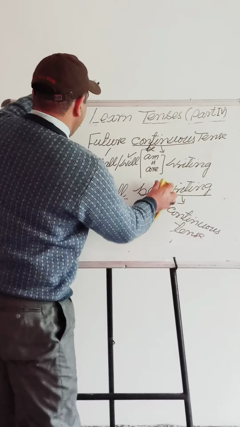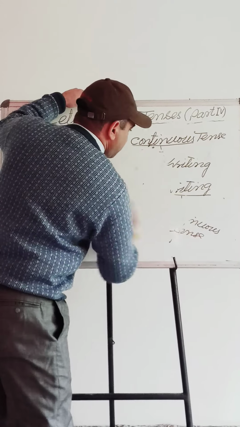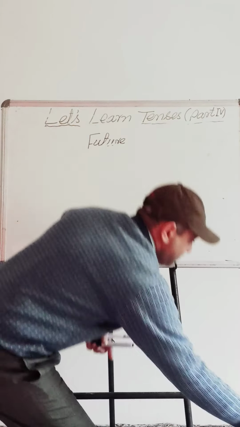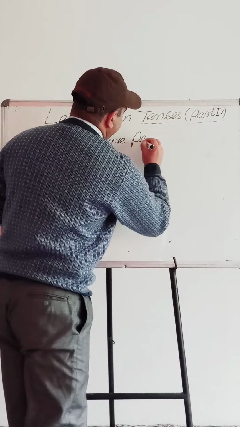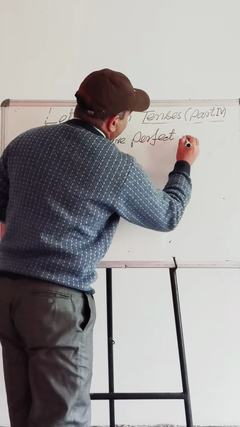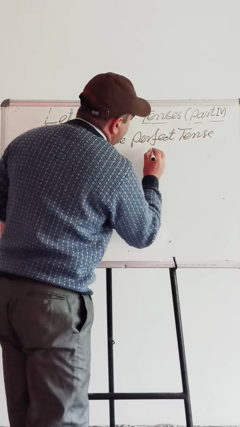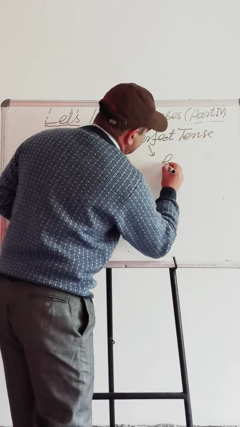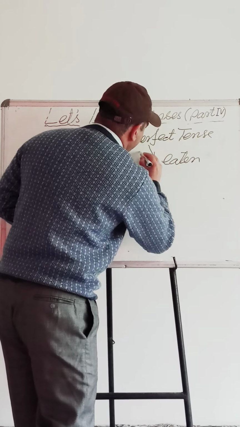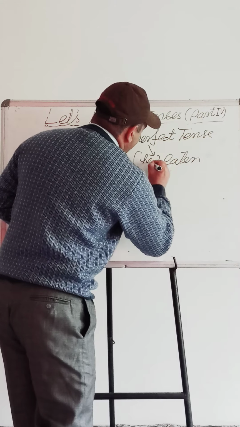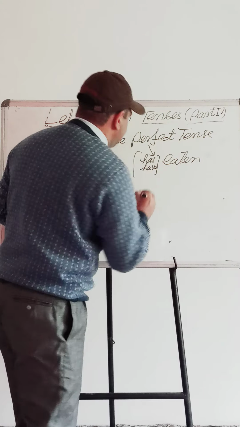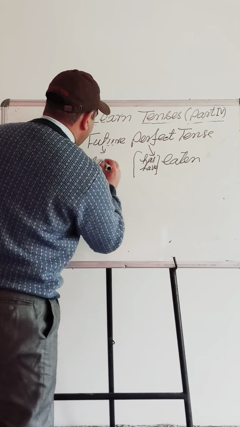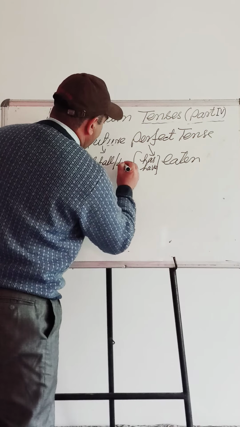Let us proceed to one more tense, that is future perfect tense. Perfect tense is represented by the past participle form of verb, eaten. It is a dependent form, it needs support. The supports are has and have, but not had here since the tense is future. And future we represent by shall or will.